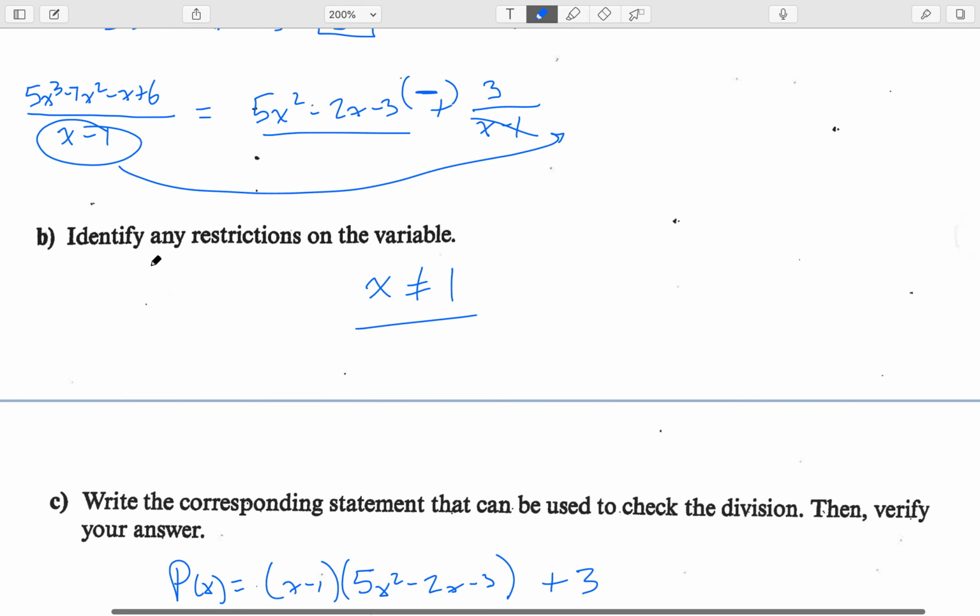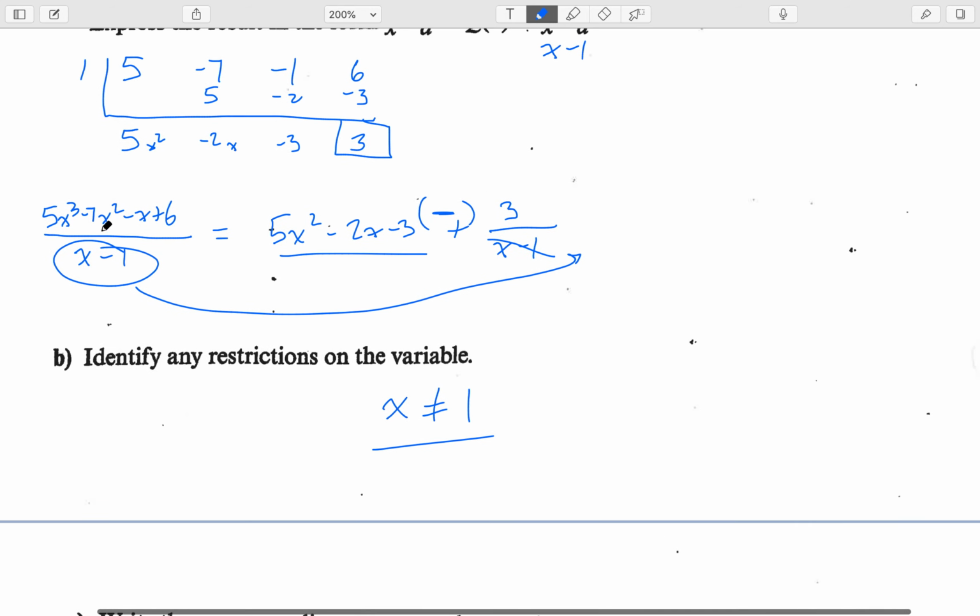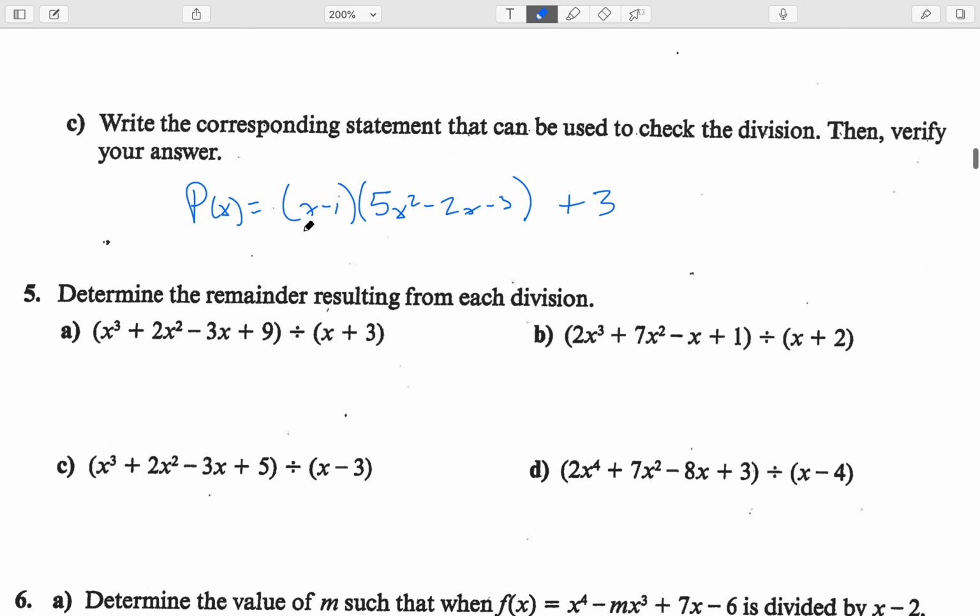So this is just a different way of writing it, right? Polynomial divided by divisor is the quotient, and the remainder over the divisor, compared to this one: the polynomial is x minus a times the quotient plus the remainder.